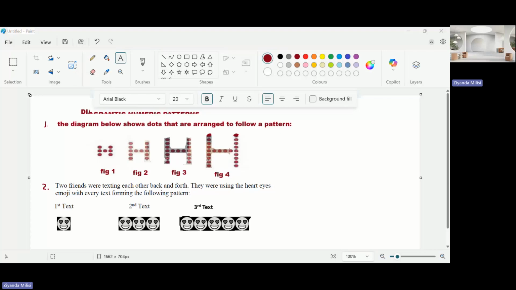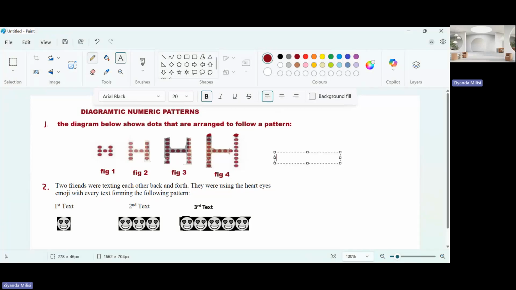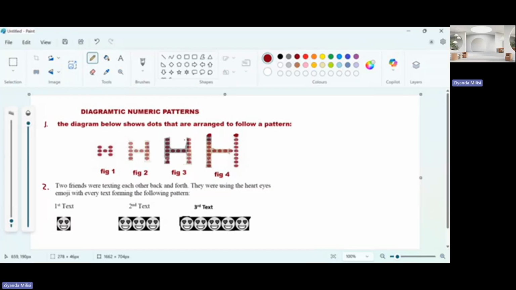Hi guys, we are going to continue with lesson 4, which is our part 4. We are still dealing with numeric patterns, but the diagrammatic ones, which means we are using diagrams.